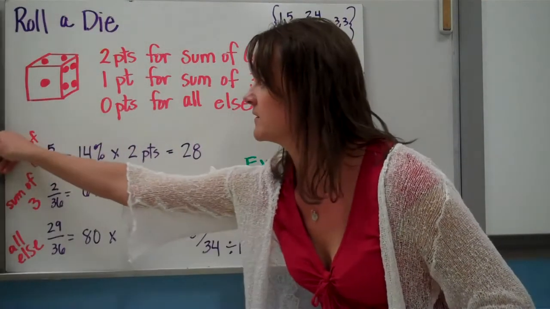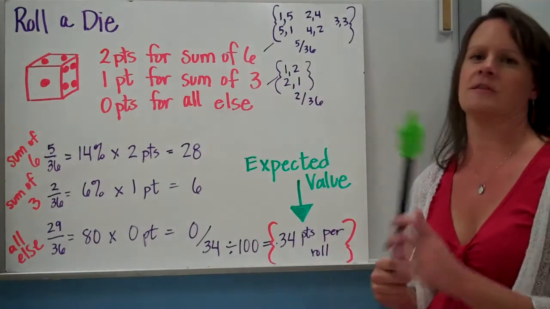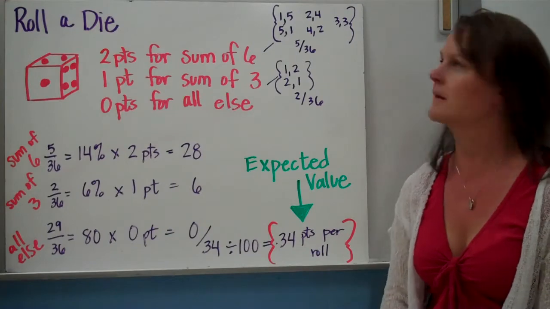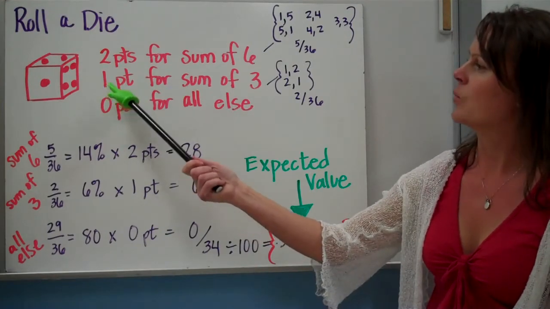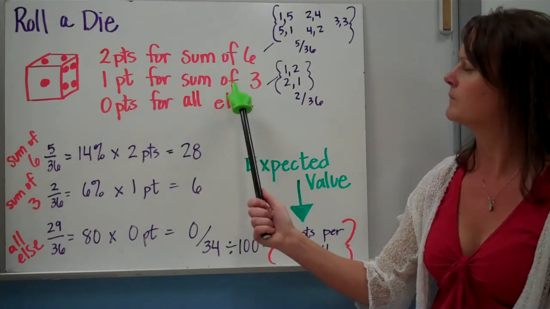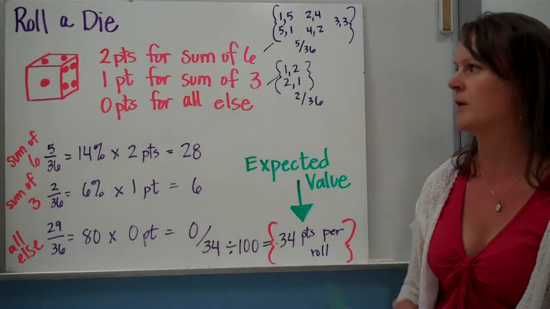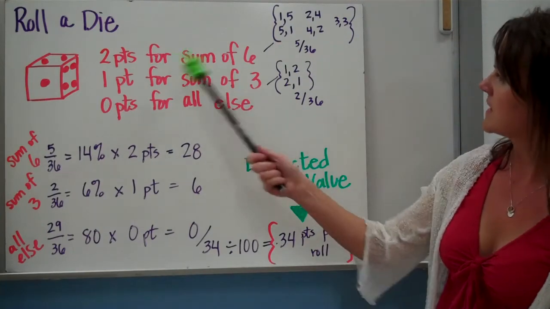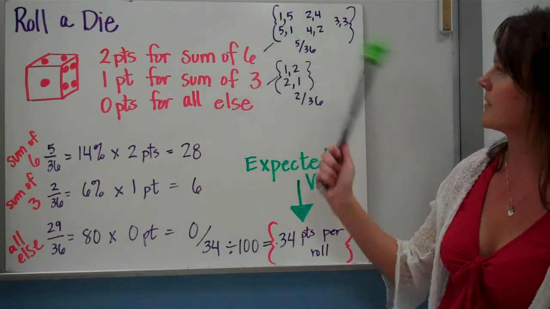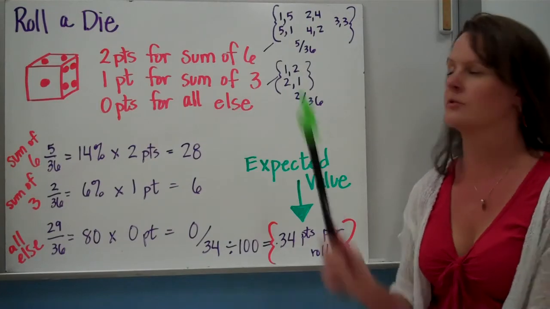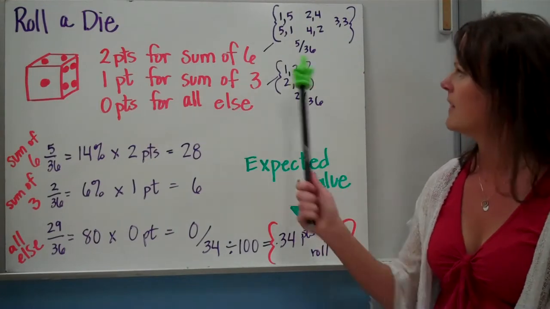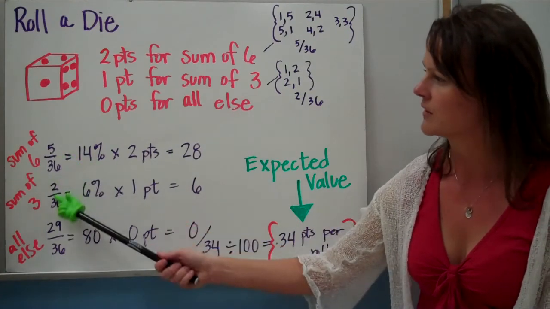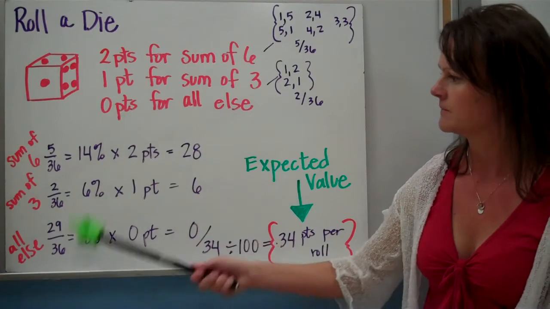All right, the last example is a dice example, and this is just to simplify it a little bit. If you roll a die, let's say you get 2 points for a sum of 6, 1 point for a sum of 3, and you get 0 points for all else when you roll a die 2 times. To get a sum of 6, there are actually 5 out of the 36 outcomes that you can get a sum of 6. There are just 2 ways that you can get a sum of 3 out of 36. I have the probabilities worked out right here. And everything else gets 0 points.